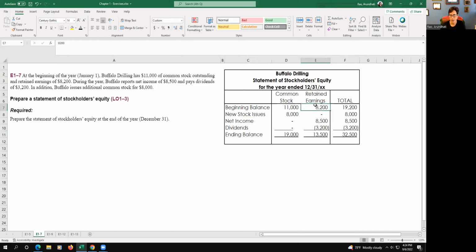Retained earnings, you're always going to have two items that may affect it. As long as a company is in business, they will have a net income. It's going to be a net profit or a net loss. Net profits are added, net losses are subtracted. Dividends, if they're announced and paid out by the company, are always going to be a subtraction. So that's all there is for the statement of stockholders' equity.